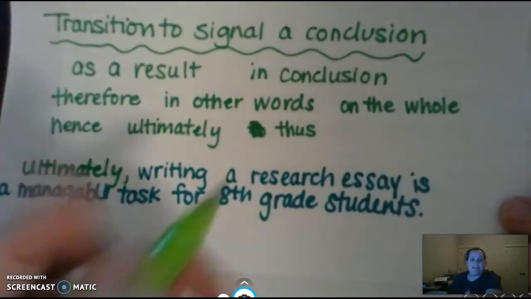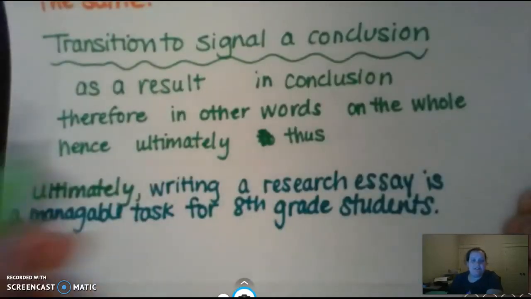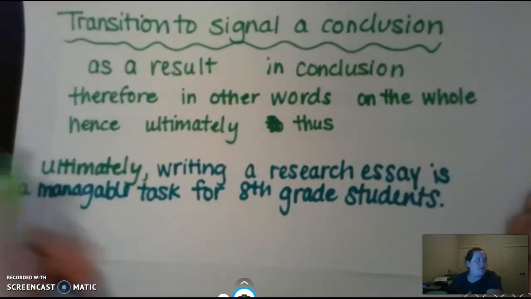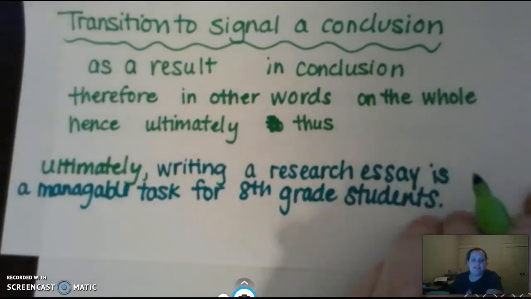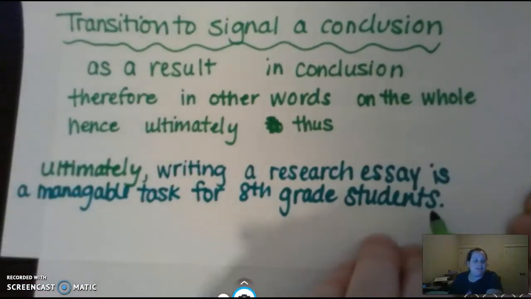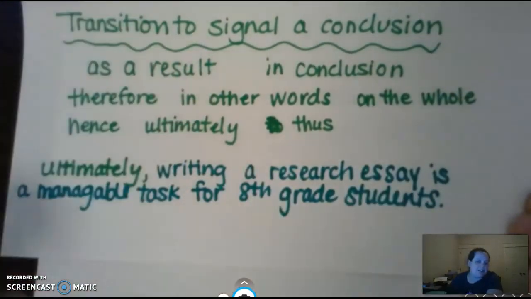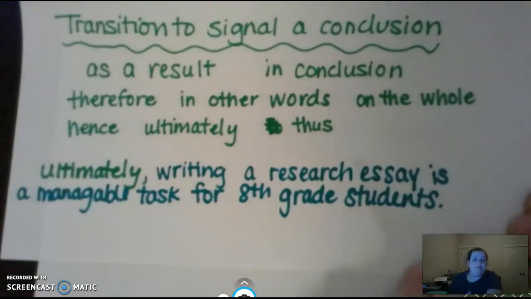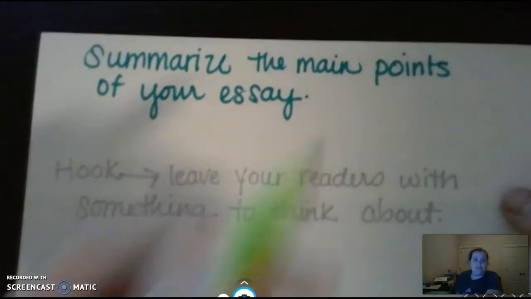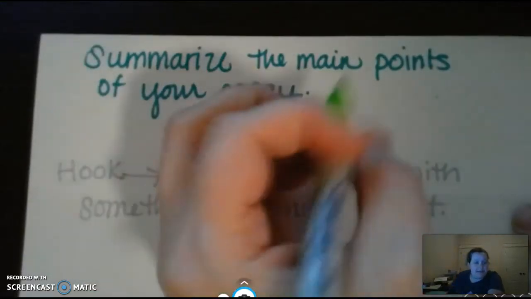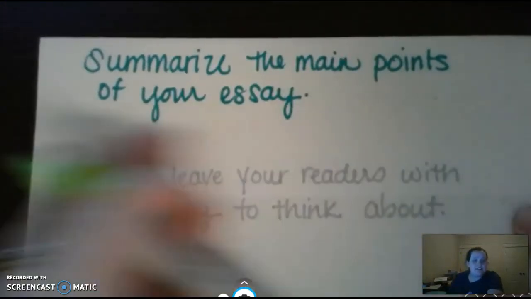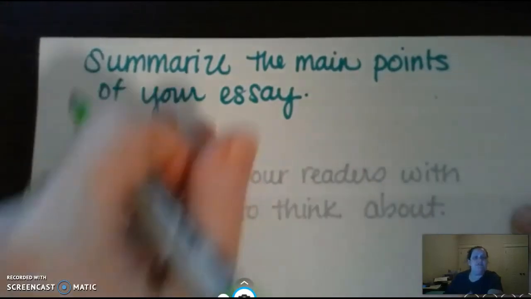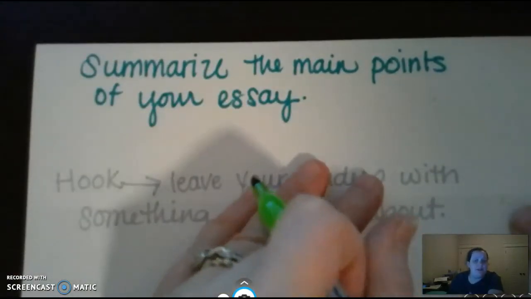And then you're going to have your thesis statement that's going to come directly after it. So I've come up with one. It says, ultimately, writing a research essay is a manageable task for 8th grade students. So if my essay was about writing a research essay and how it's easy for 8th graders to do, I would then go into detail and summarize all of the main points of my essay. So those big ideas. You're not going to get super specific, but you do want to remind your readers of all of the great points that you had.